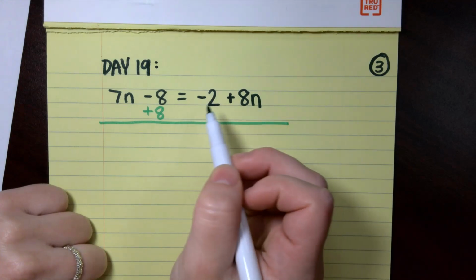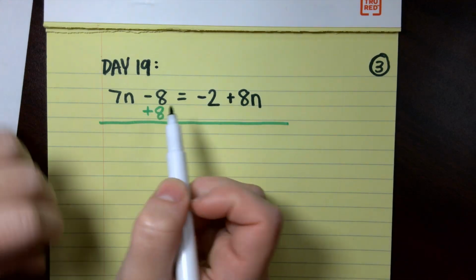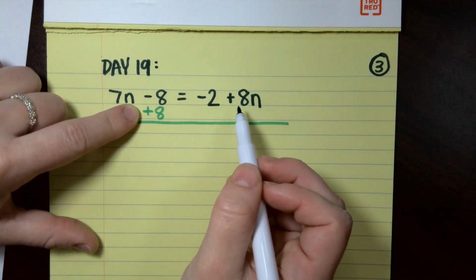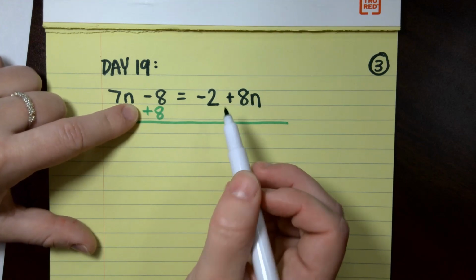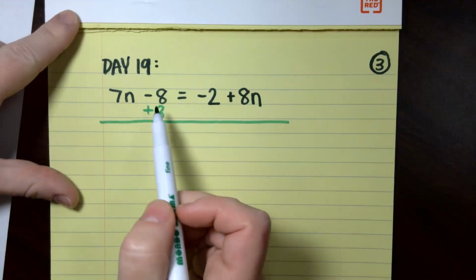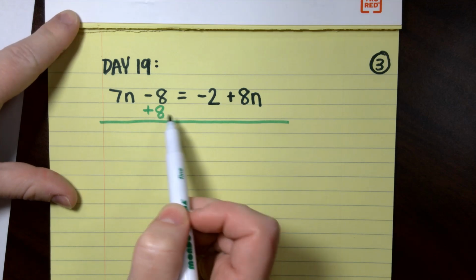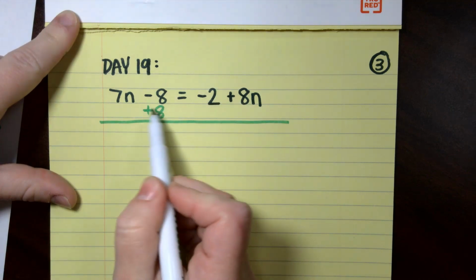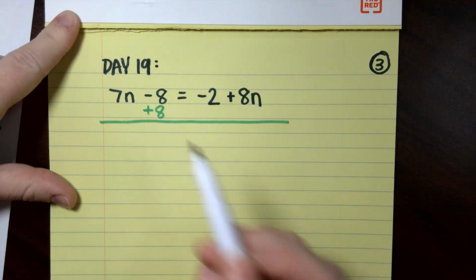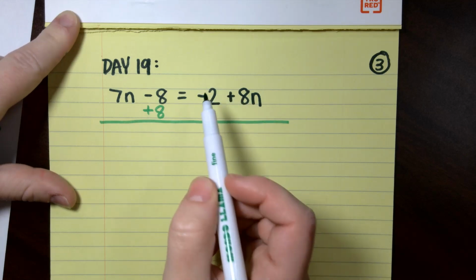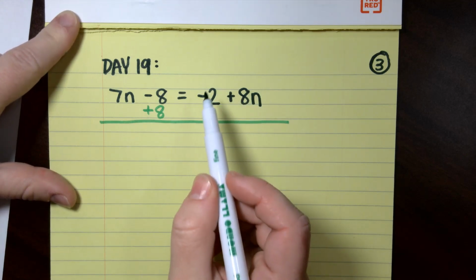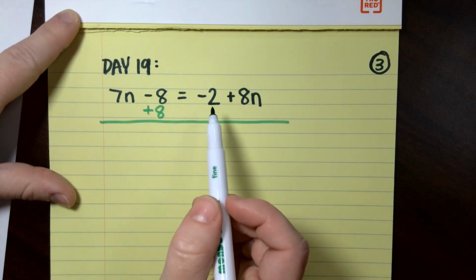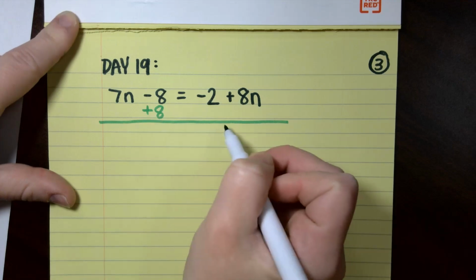Under the negative 2. Oh, this one's tricky because I see there's an 8 here, and this is 8n, so we might think, oh, they're both 8s, I can combine them. I can't. Remember, we can only add a number with a variable on it to another number with a variable on it. 8 does not have any variable. It's just 8. So the only option I have on the other side of my equation is that negative 2 because it's by itself. 8 and negative 2 are like terms. Okay, so I did plus 8 there.